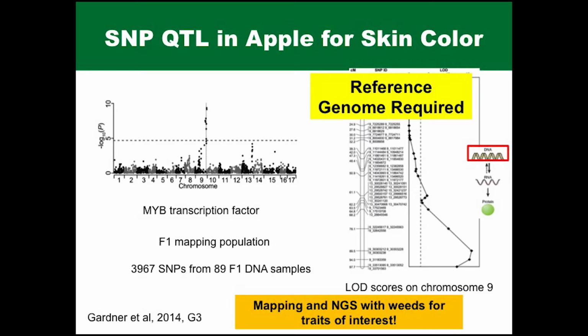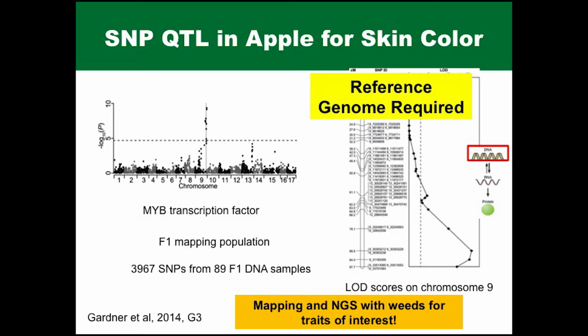Apples, which are difficult to deal with genetically because they're trees and they live a long time. But what they did here, they had a mapping population that was an F1, and they sequenced those DNA samples and found almost 4,000 SNPs. They're looking at the color of the skin of the fruit. And again, they found this region on chromosome 9 that was very strongly associated with that change in skin color they were interested in.